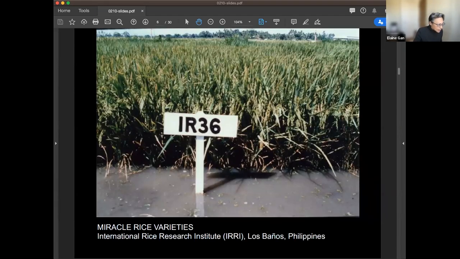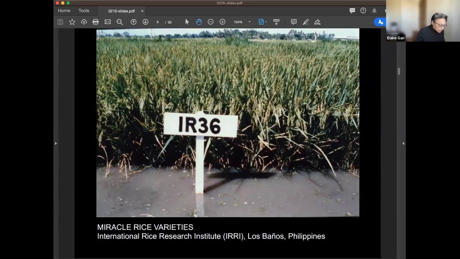IR36, the most widely planted variety, seemed supernatural. Its yields were six times more than the average yield of 1 to 3 tons per hectare. And its grains were ripe for harvest in 100 days. That's less than half the time of many local varieties. So by the early 1970s, miracle rice varieties were all over Southeast Asian fields.